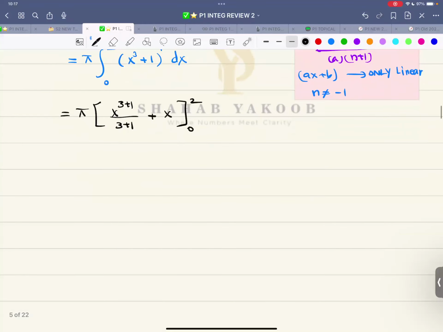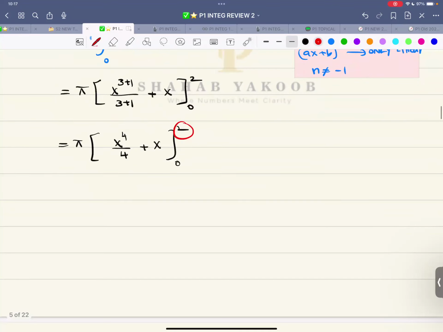Between 0 and 2. So this is pi times x to the power 4 over 4 plus x, between 0 and 2. Now let's plug in the upper limit. So that is 2 to the power 4 over 4 plus 2. Close the bracket. Let's plug in the lower limit. That is 0 to the power 4 over 4 plus 0.